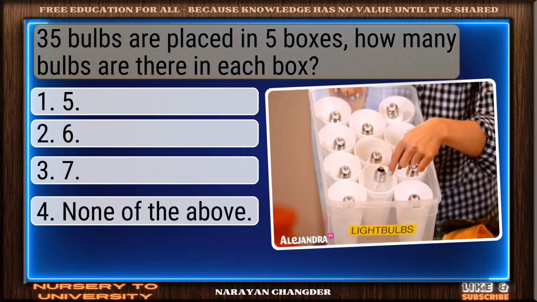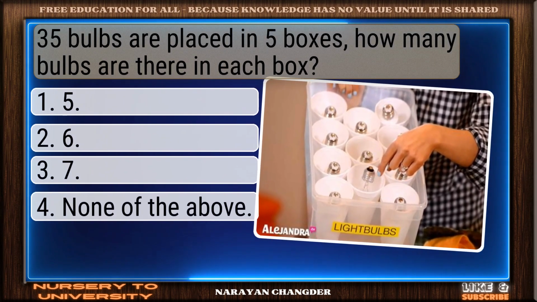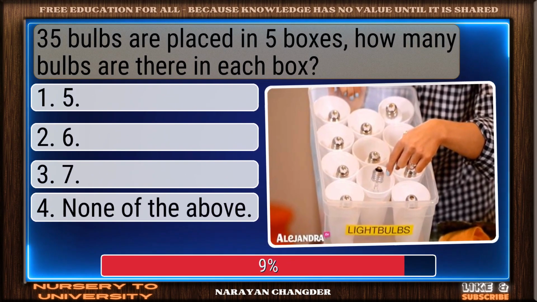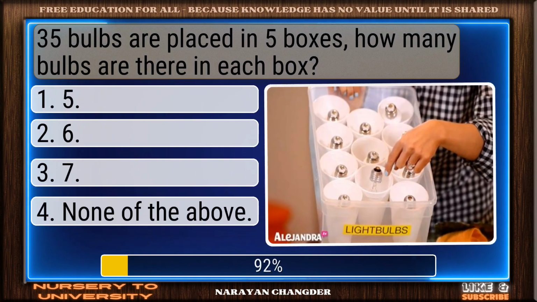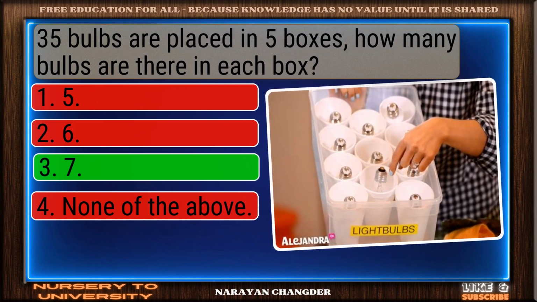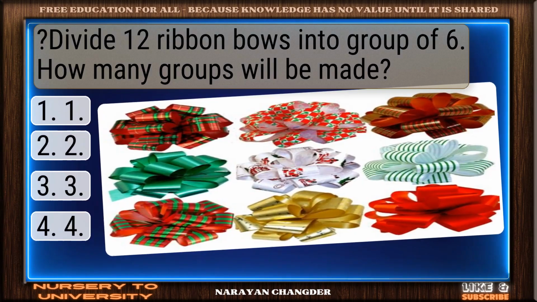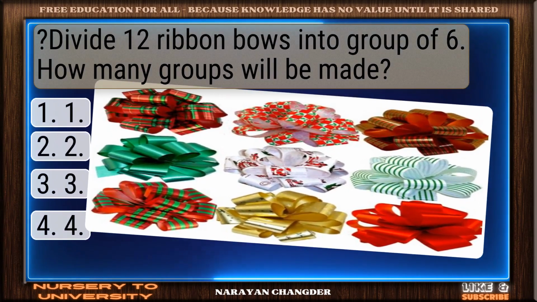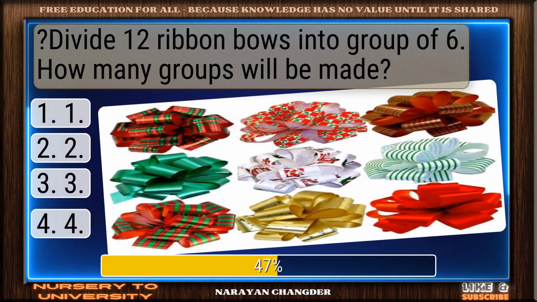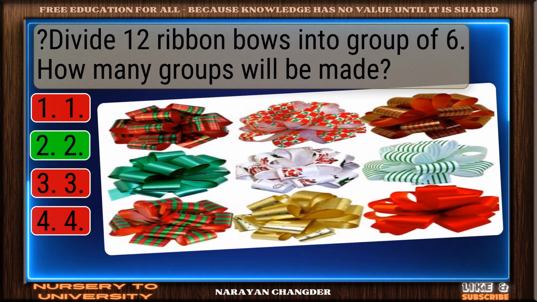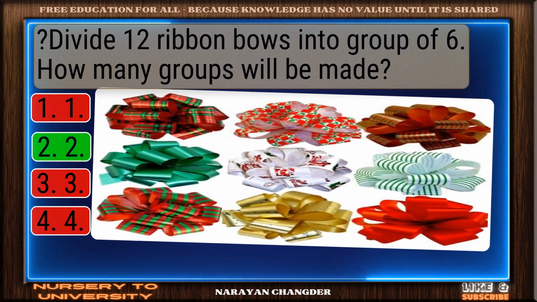35 bulbs are placed in 5 boxes. How many bulbs are there in each box? Well picked. 7 is the correct answer. Divide 12 ribbon bows into group of 6. How many groups will be made? On track? 2 is the correct answer.